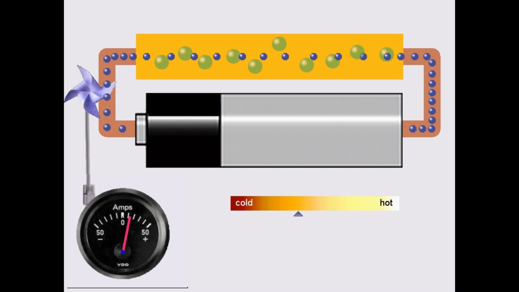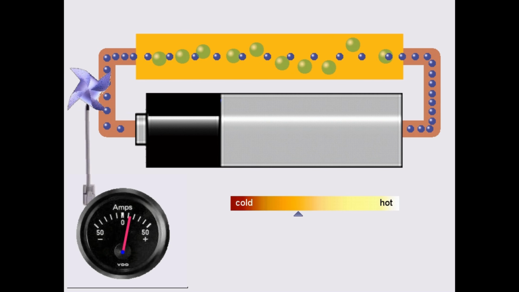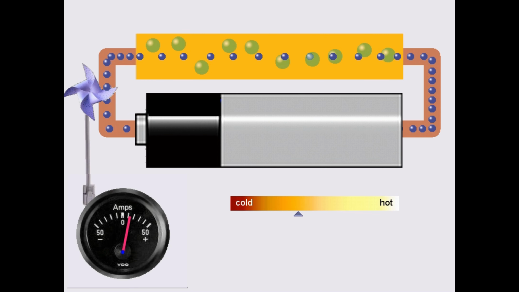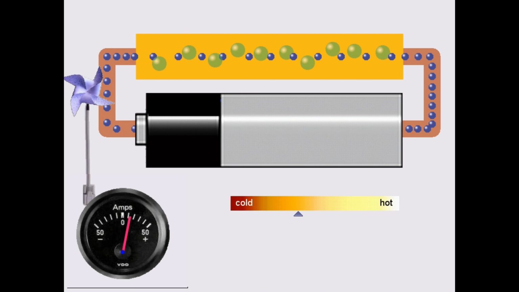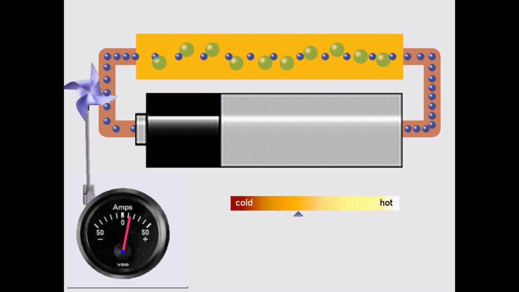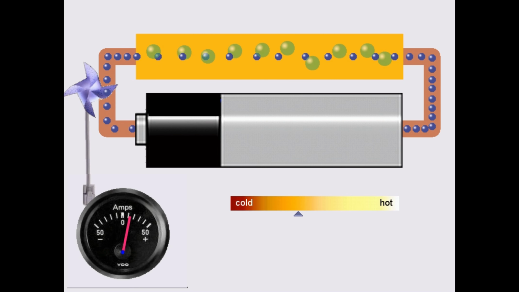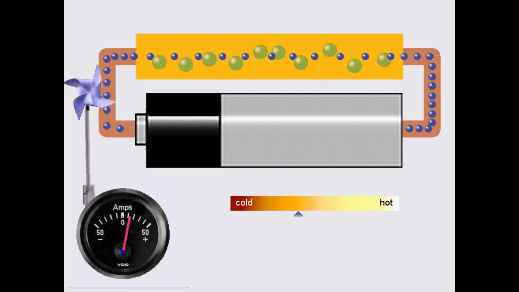As you can see here, the ammeter, instead of showing a larger value, is showing a much smaller value because the amount of electrons passing through the conductor has become less.